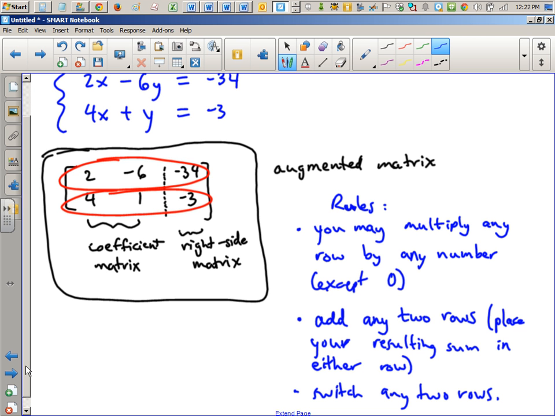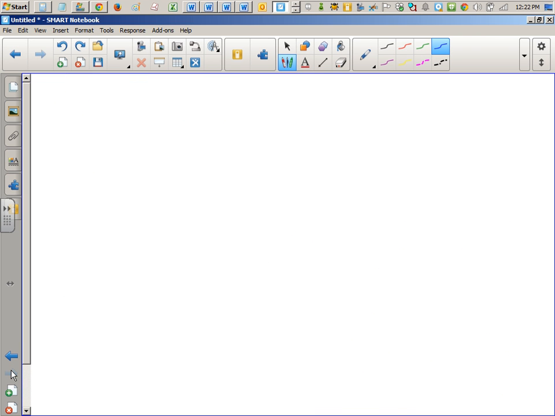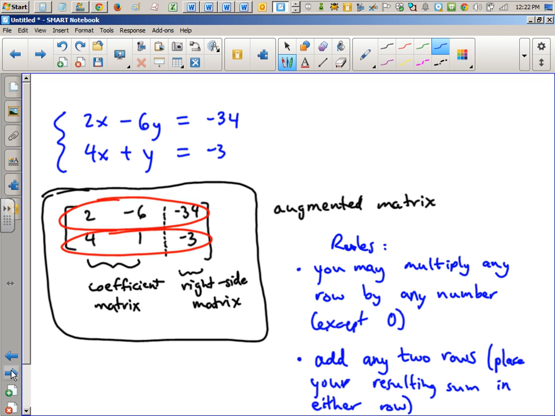So for me to allow you these 3 freedoms with rows is the same thing as for me to allow you to use 3 freedoms with equations. So these are not mysterious. Of course these are allowed. There's nothing mysterious about them. No truths would change if we did these 3 things. So now let's solve this problem using row reduction. So this is called rules of row reduction.